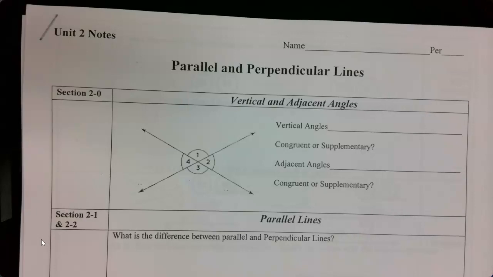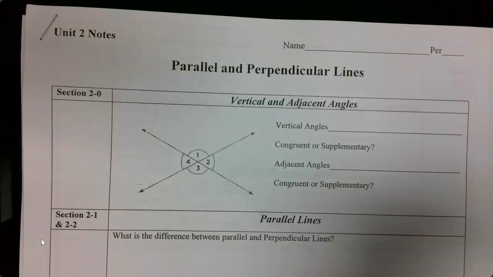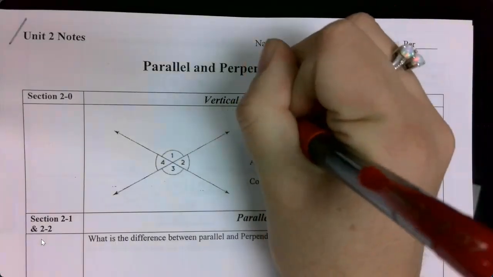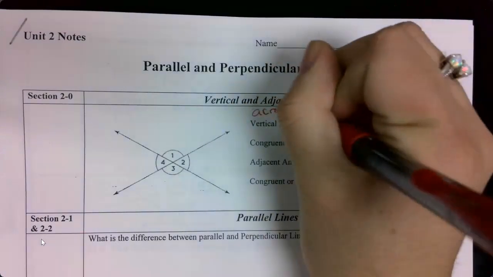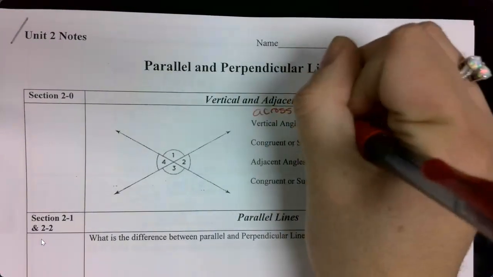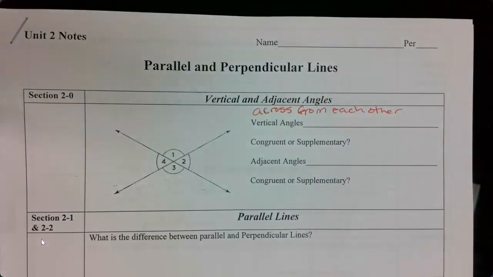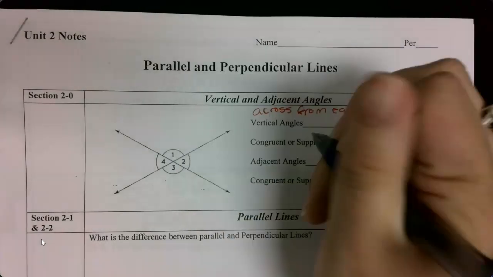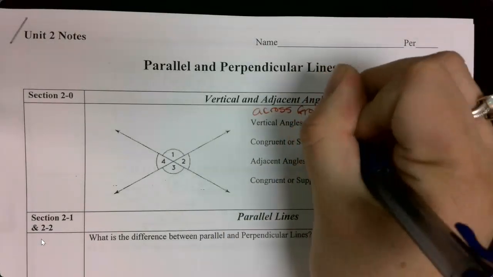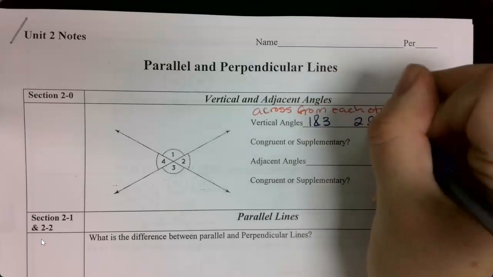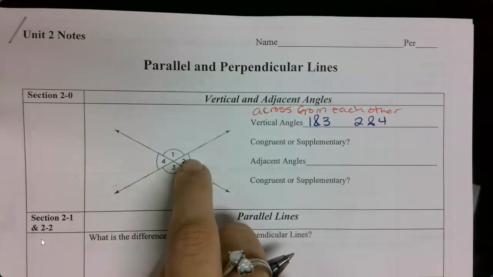Perpendicular lines. We're going to first start off by talking about vertical and adjacent angles. So vertical angles are angles that are across from each other. And in this picture, I have two pairs of vertical angles. I have 1 and 3 are a pair, and 2 and 4 are a pair, because 1's across from 3, and 2's across from 4.